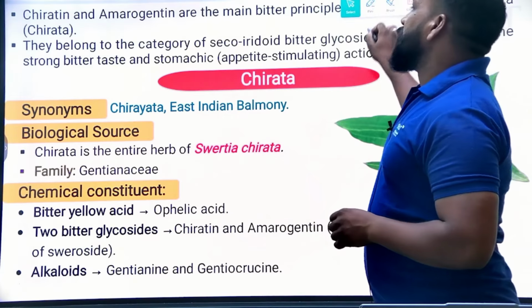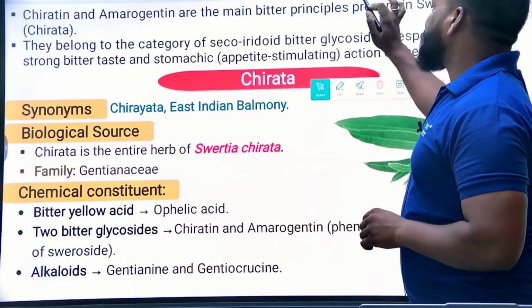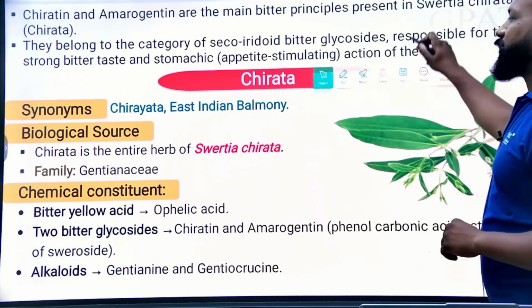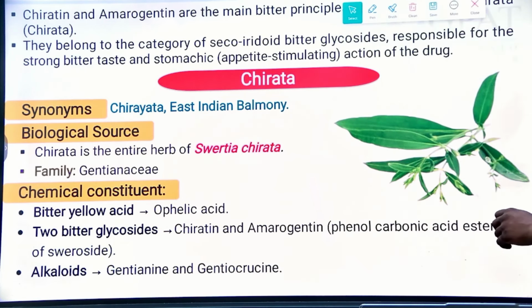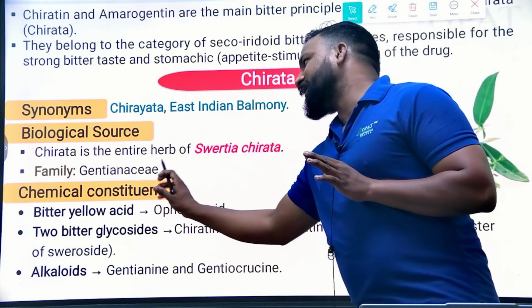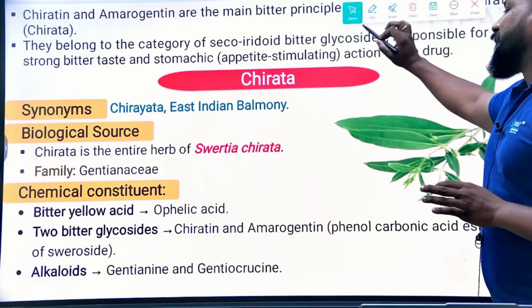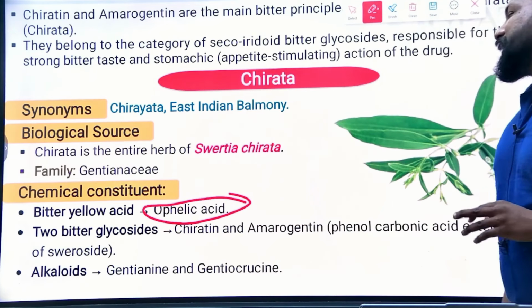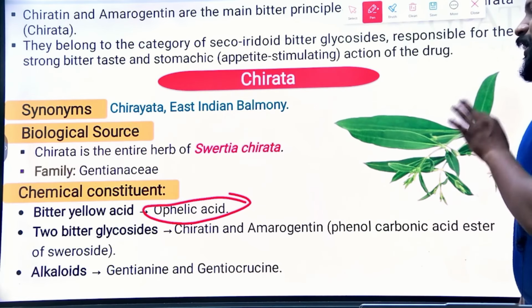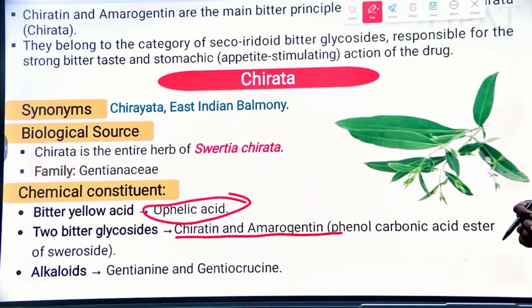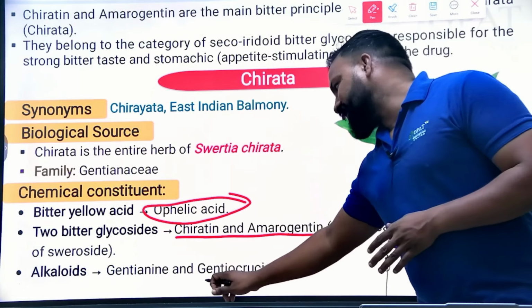Chiratin and amarogentin are the major bitter principles present in Swertia chirata. This plant is chirata, East Indian balmony, or known as East Indian balmony. It is the entire herb of Swertia chirata, family Gentianaceae. The bitter yellow acid is ophelic acid. It contains two bitter glycosides, chiratin and amarogentin, and also it contains alkaloids such as gentianine.